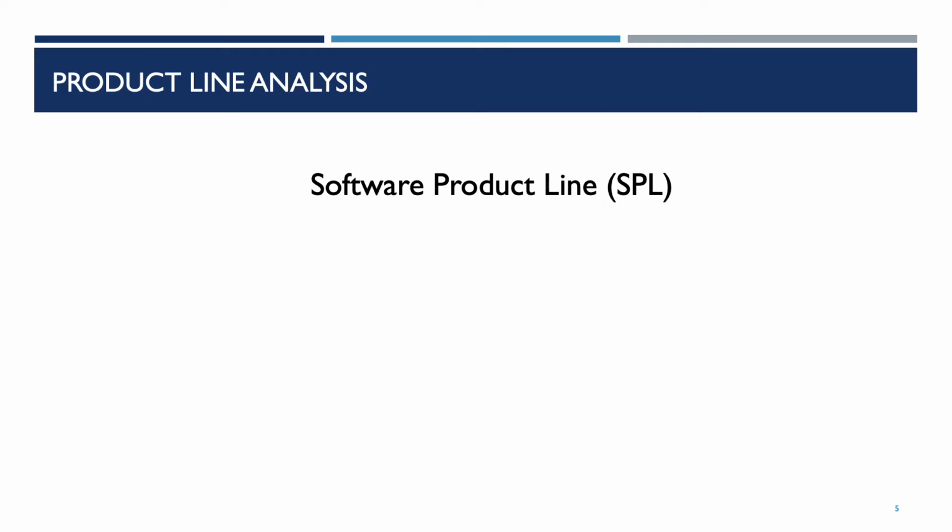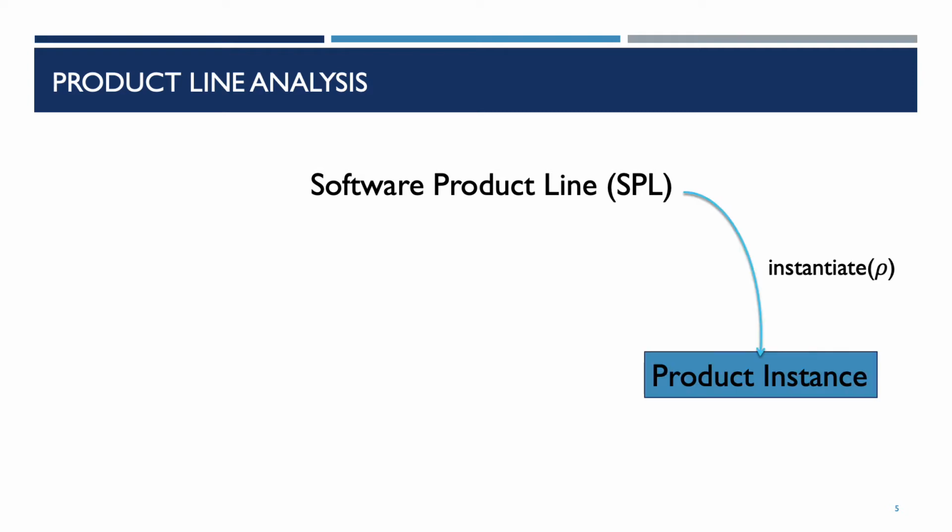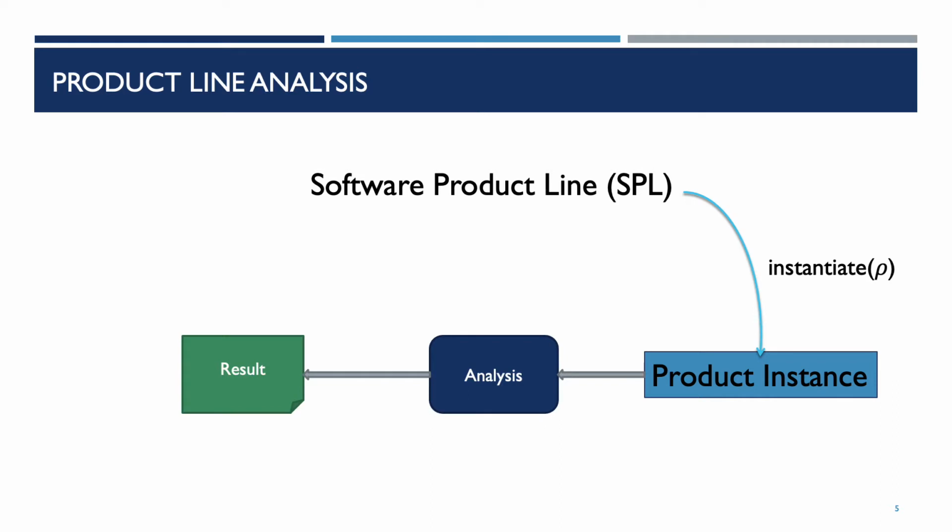So the problem we're trying to solve is analyzing product lines, or how to analyze them. As I mentioned, we can instantiate a product instance out of a product line given a feature configuration, and we can feed that product instance into any off-the-shelf analysis tool like a model checker or a type checker or a static analysis tool. And we get a result that corresponds to that specific product instance. But is it possible to analyze the whole product line instead?